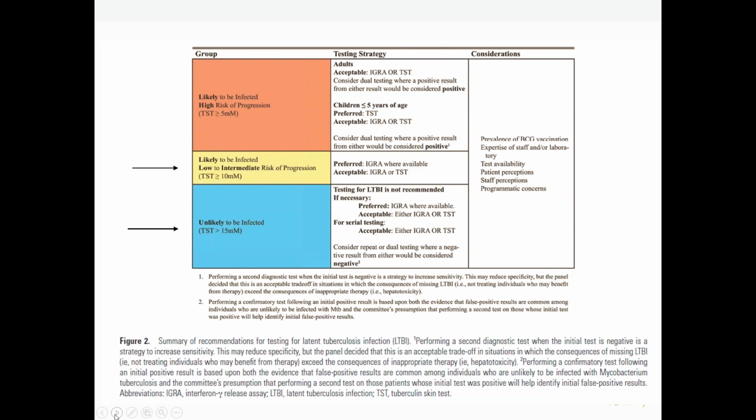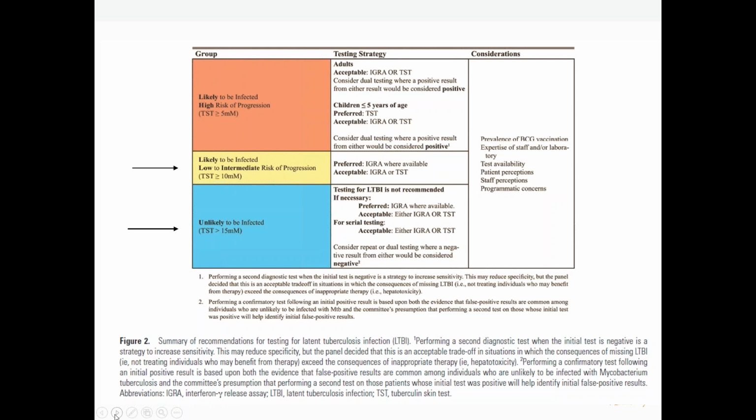So you use your lowest threshold for the TST, the 5 millimeter, and in this group they say a TST or an IGRA is acceptable. Although if the person has a history of BCG, of course, the IGRA would be preferred. In other settings, go to the bottom, the blue one. If they're unlikely to be infected, you're probably not going to be testing them, which is what their testing strategy says in bold: testing for LTBI is not recommended. But if you really have to, the IGRA would be preferable given its increased specificity.